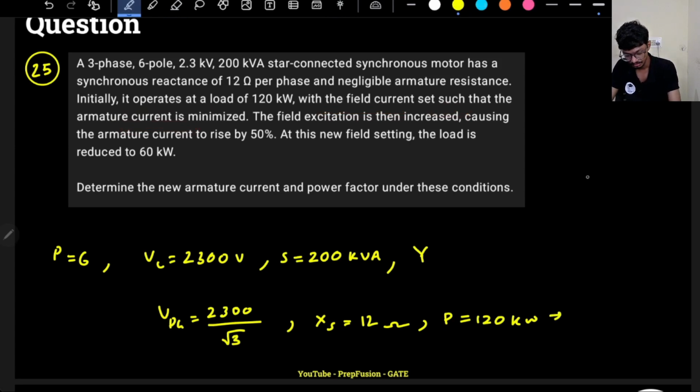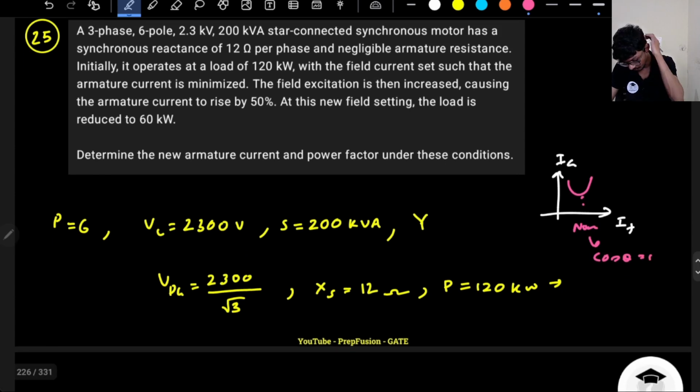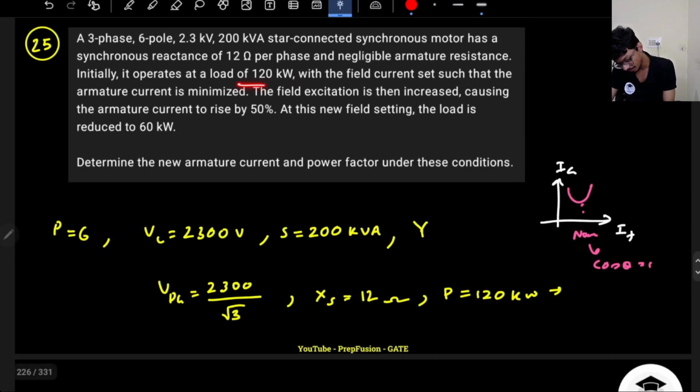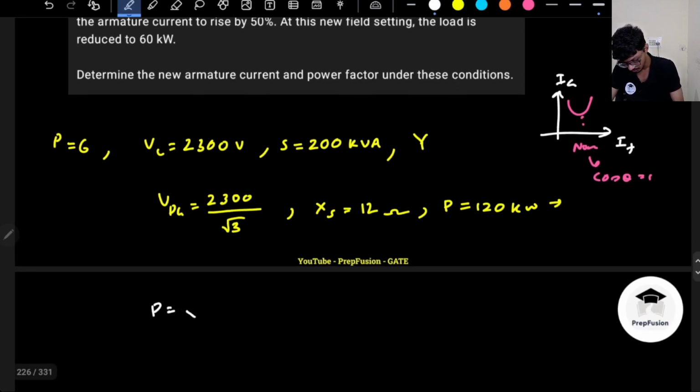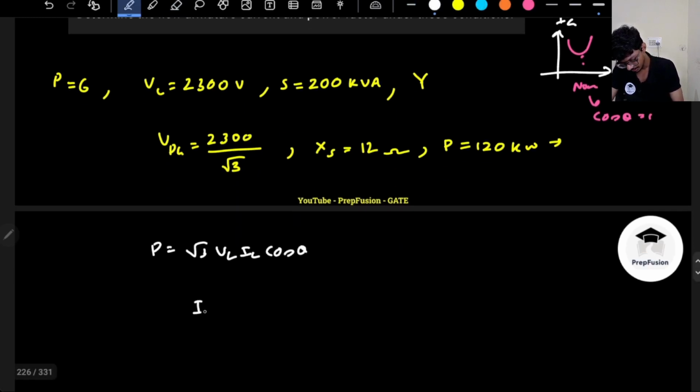That means, when is the armature current minimized? Again, your V curve is very very important. Field current versus armature current, it is minimized. Minimized meaning nominal excitation, so cos theta will be 1. From here I can easily find the armature current. They have given it operates at a load of 120 kilowatt, the 3-phase power. So P is equal to root 3 VL IL cos theta. Cos theta is 1, so IL will be P divided by root 3 VL.